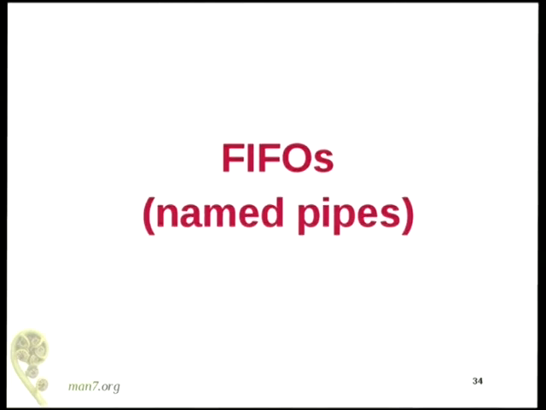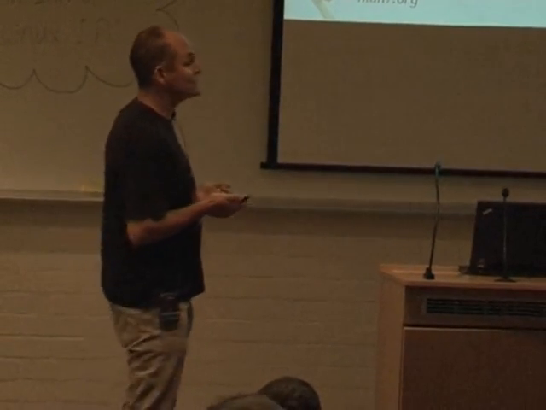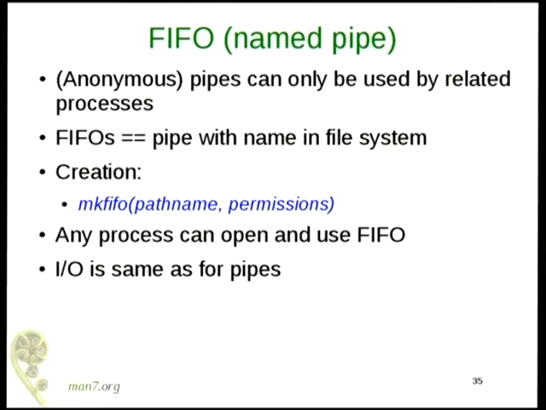Pipes are nice. They can only be used between related processes. So one of the other inter-process communication mechanisms that came along soon afterwards was named pipes. A named pipe is just like a pipe, with the difference that it exists as a file in the file system. You create it using the mkfifo function, and then having done that, you can then open the named pipe and read and write just as with a normal pipe. And exactly the same rules apply.